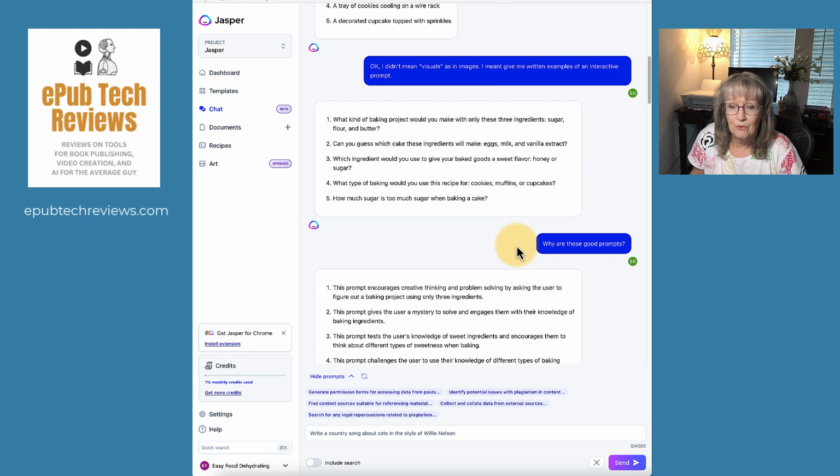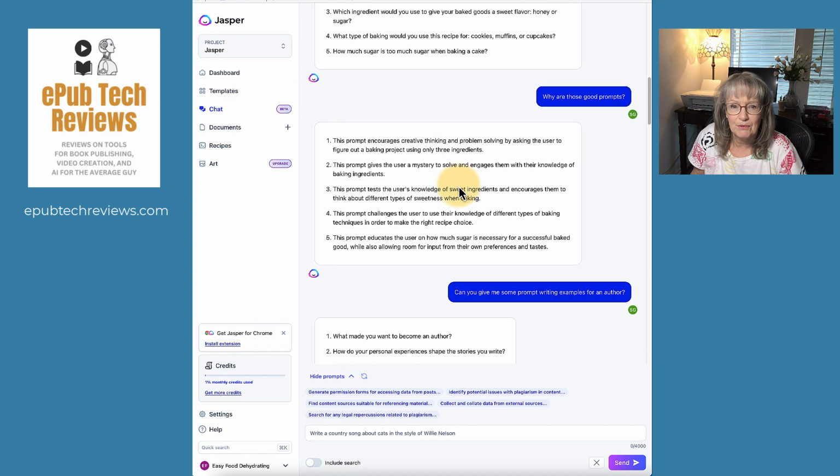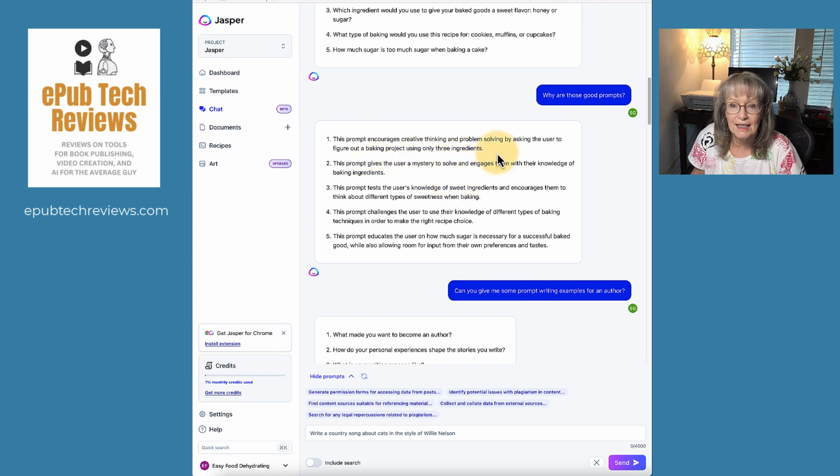Then I asked, why are these good prompts? To which Jasper said, it encourages creative thinking and problem solving, right? And it also gives the user a mystery to solve. It tests the person's knowledge of sweet ingredients. It challenges the user to use their knowledge in different types of baking techniques. And this prompt educates the user on how much sugar is necessary.